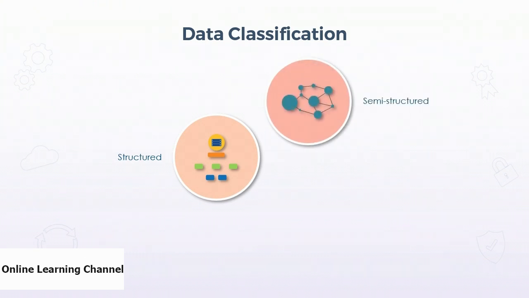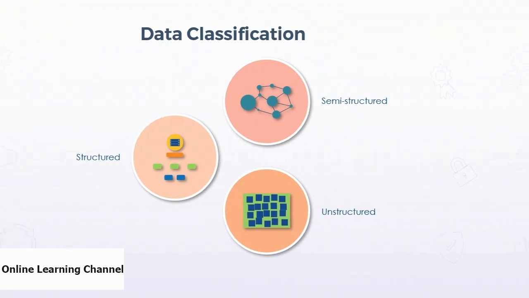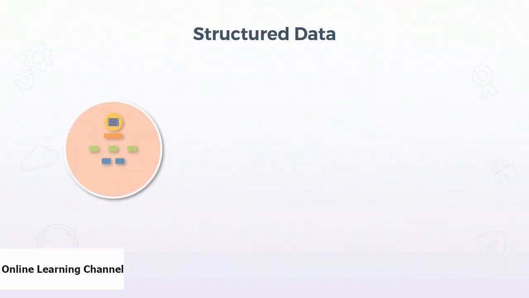You can have semi-structured data, which means that most of the data is well defined and related, but some of it is unstructured, and that's the next classification. Unstructured data means that your data doesn't really have a definition or a relationship. So let's dig into these a little bit and make sure that we understand them. Now let's start with structured data.